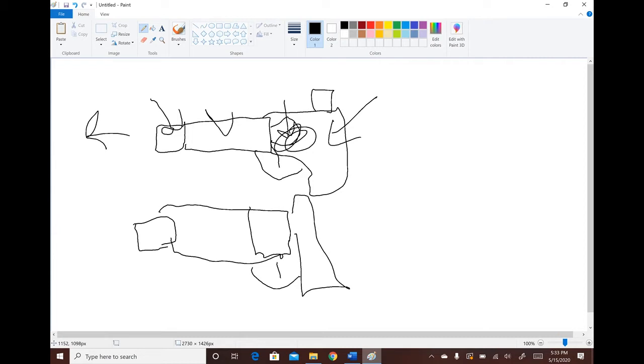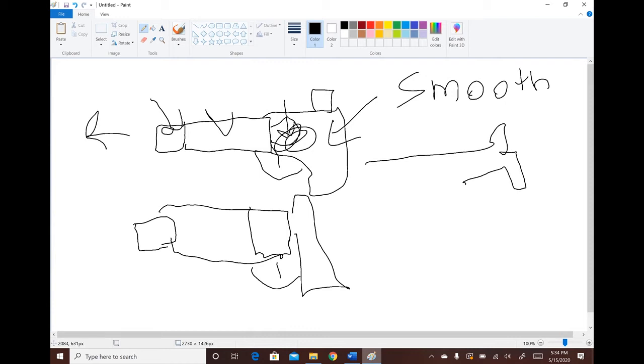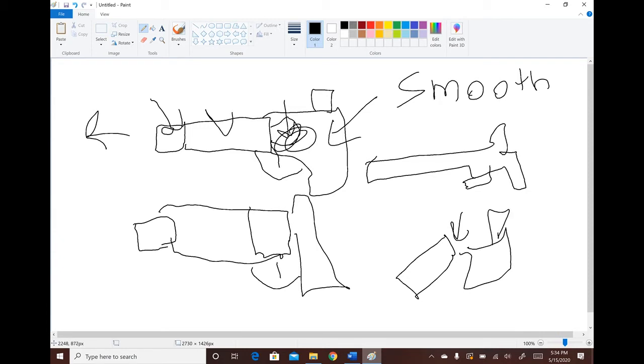Now, how the bullets are loaded in a smoothbore: the bullets are usually loaded from the breech end. A shotgun would look something like this. It has a part that bends like this, and the bullets go here. So the bullets go into the breech and it is fired.